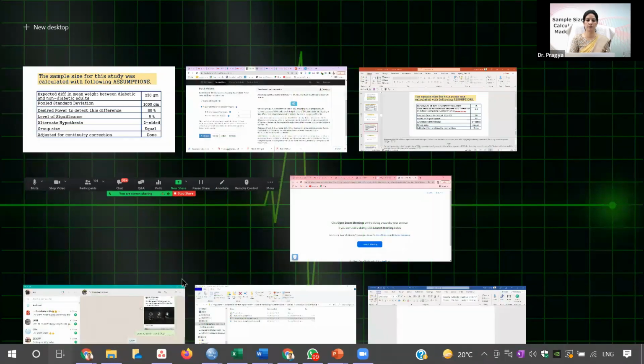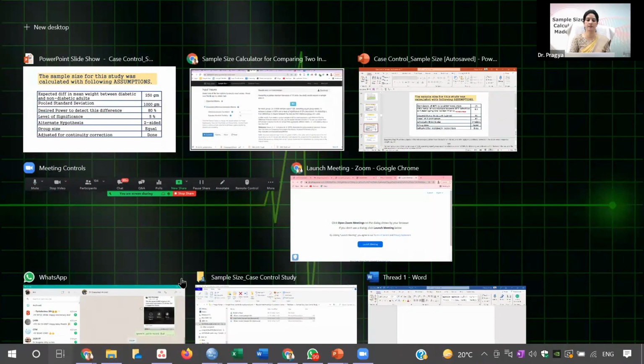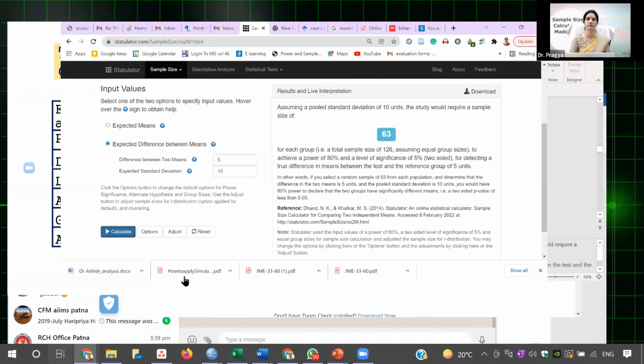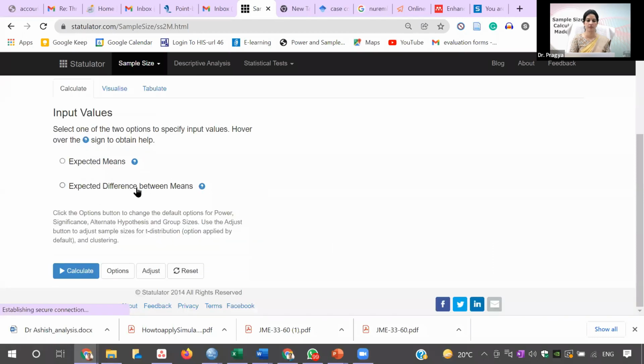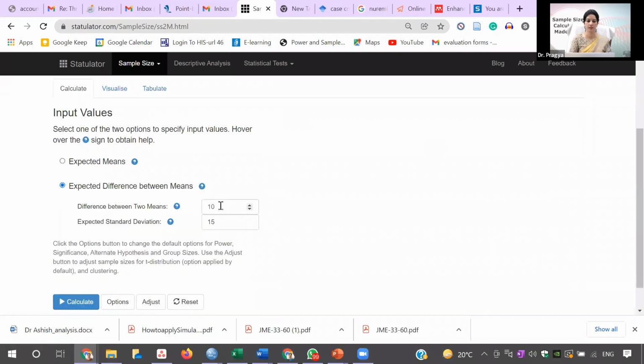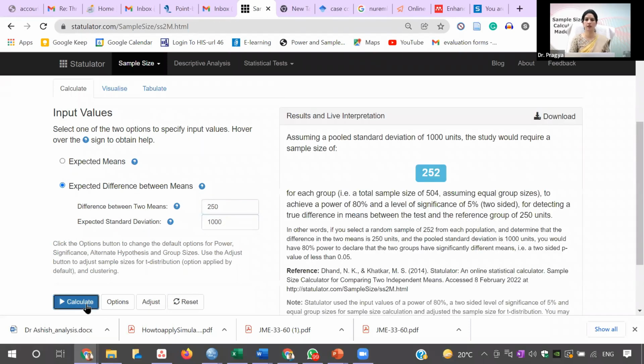So expected difference is 250. So I reset this. Mine is taking longer. So 250 is the expected difference between the two groups and 1000 is the standard deviation, the pooled standard deviation. If you calculate, yes, you are right, it is 252 in each group.